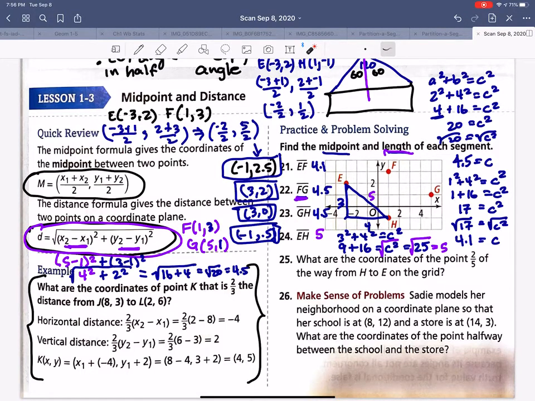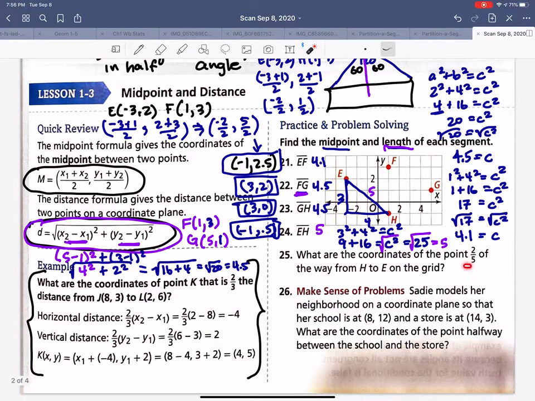It says, what are the coordinates of a point 2/5 of the way from H to E? Ooh, that'll be fun. 2/5 of the way there. Well, it's exactly 5 long. So let me kind of erase some things here, just because I want some more room. 2/5 of the way there. Cool. So from H to E. So I want to start at H and go to E.